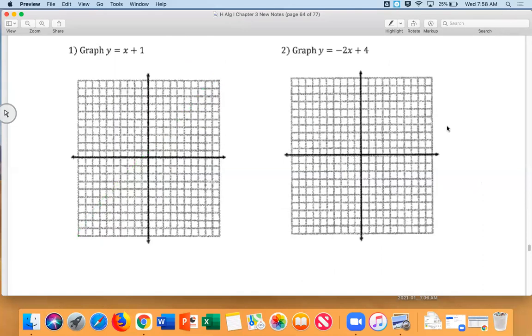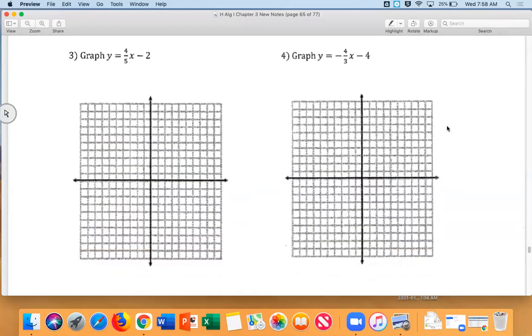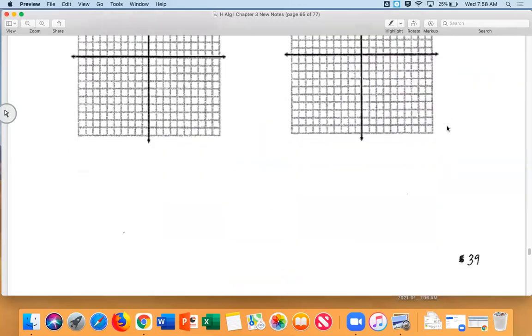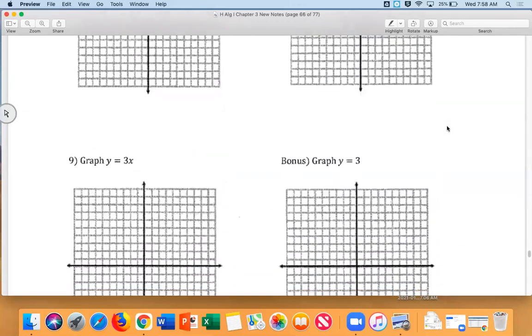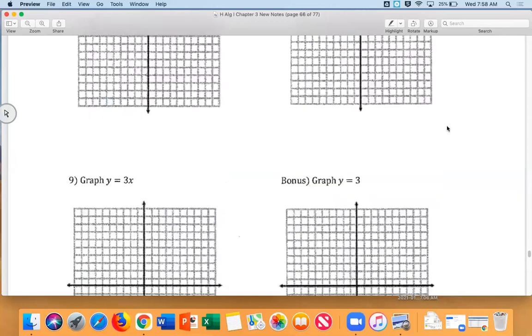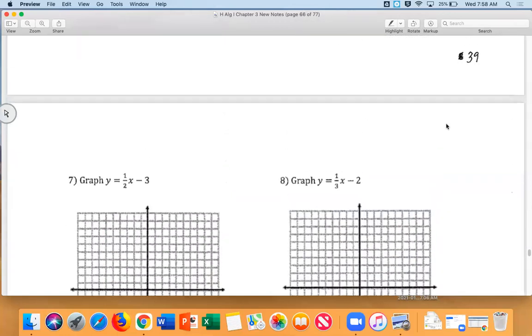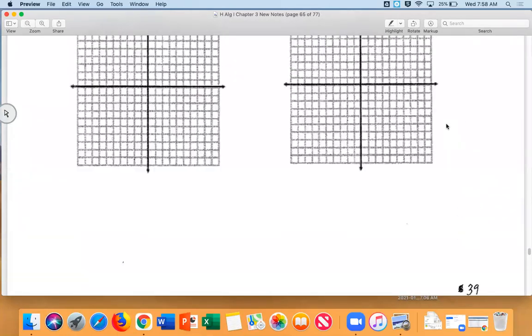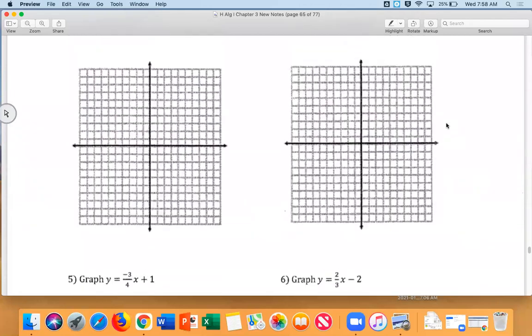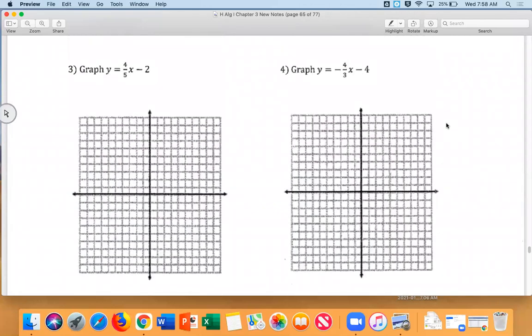here's what I want you guys to work on. So I want you guys to do 3, 4, 5, 6, 7, 8, 9, 10. All right. So I want you guys to work on those. And I'm going to give you time to do it. Okay.